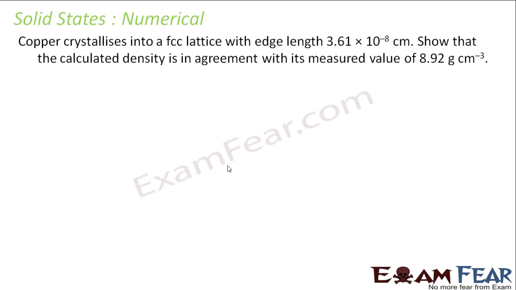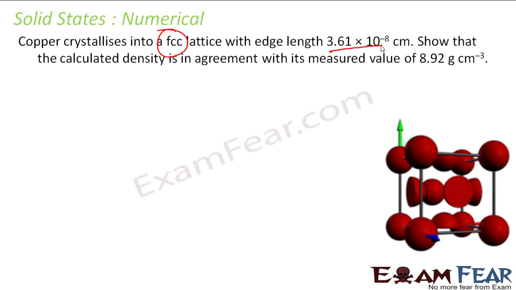Right. Let's take one more numerical now. Copper crystallized into FCC lattice. First draw the FCC lattice with the edge length 3.61 × 10^-8 centimeter. We have to show that the density is in agreement with its measured value of 8.92 gram per centimeter cube. So we have to prove the density is this value.